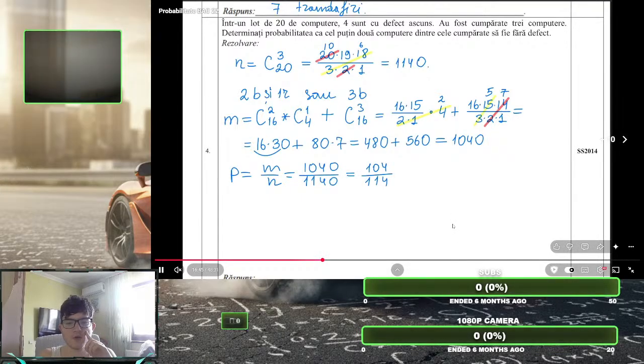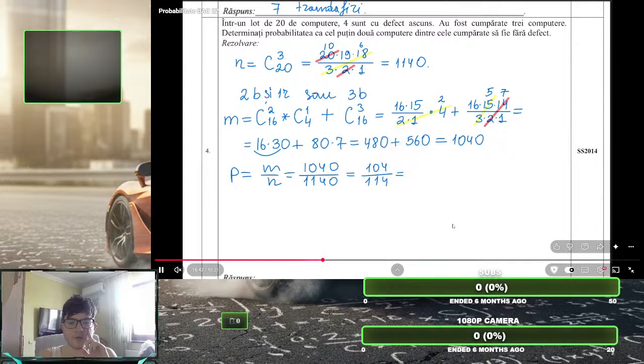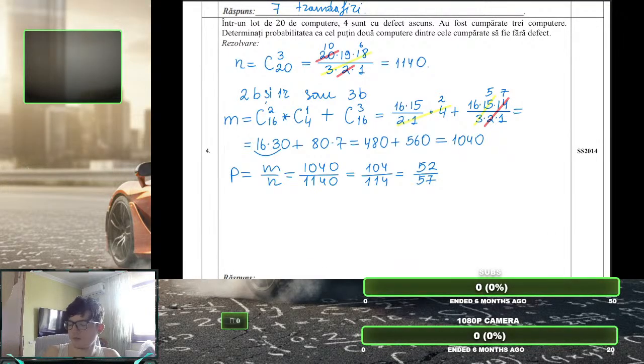So as you can see, for the simplification, you just remove a 0 and you can simplify once again by 2 of course, but I don't know if you can do higher. 52 over 57. So yeah, probability is quite high. We got this.